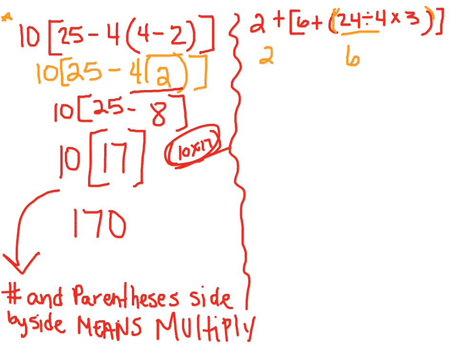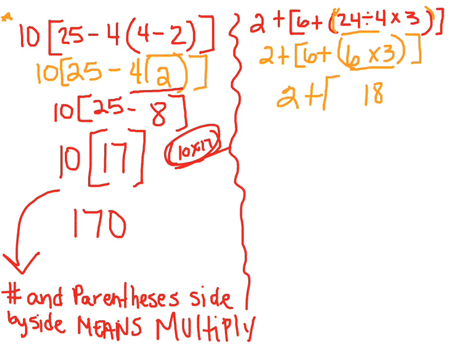Then we bring down the 2, the plus, the bracket, 6 plus 6 times 3, which is going to stay inside the parentheses, and then close the bracket. Now, inside the parentheses is only 6 times 3. So now I'm going to solve 6 times 3, which is 18. Bring down the 2, plus the bracket, 6, plus, and then the answer, 6 times 3 is 18.